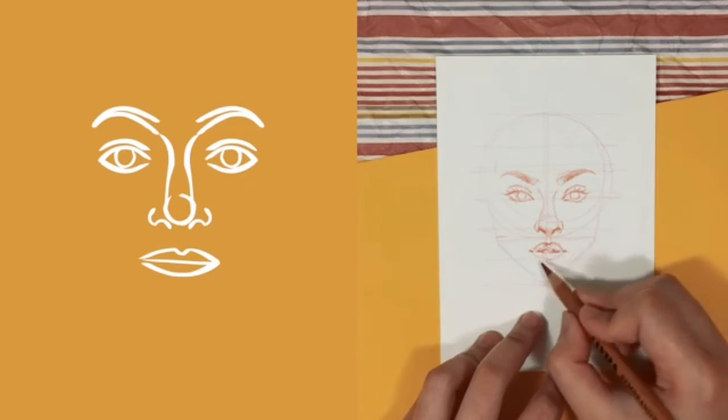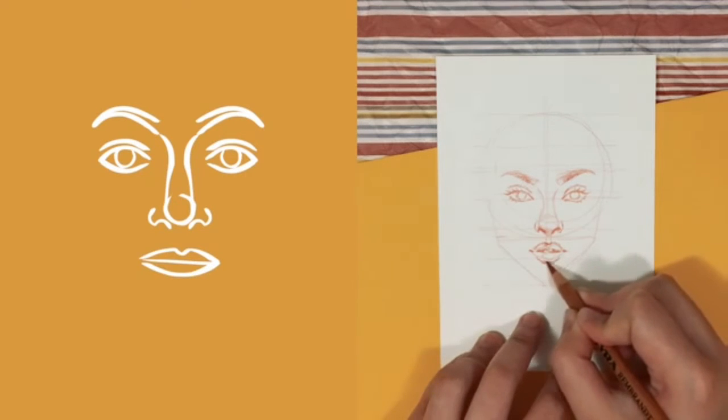And then, of course, you can alter the shape to create a more realistic look of the lips.